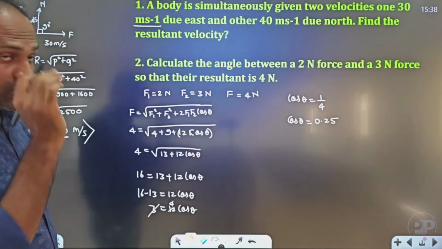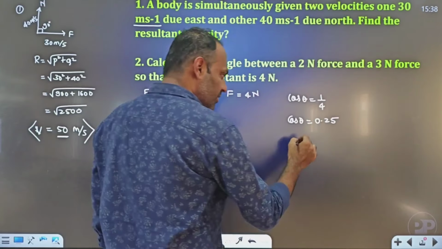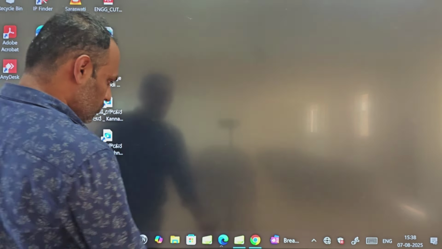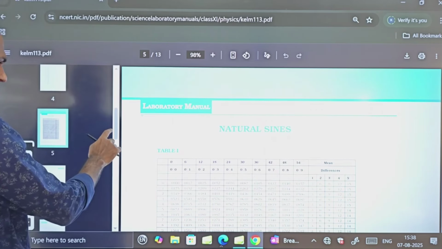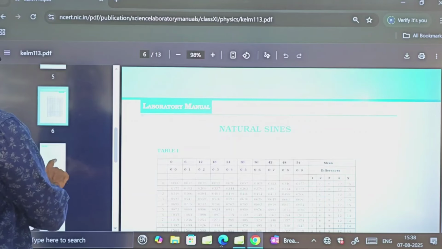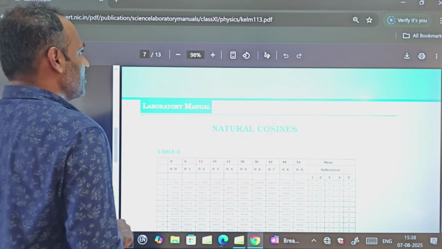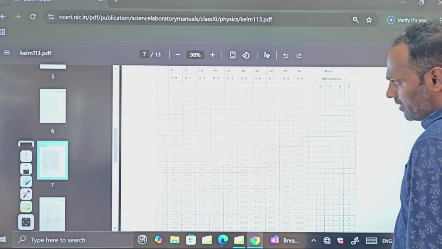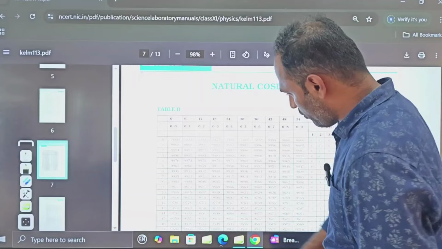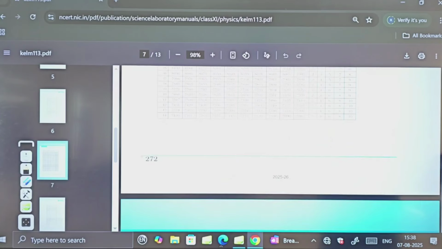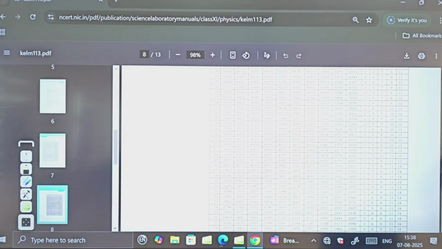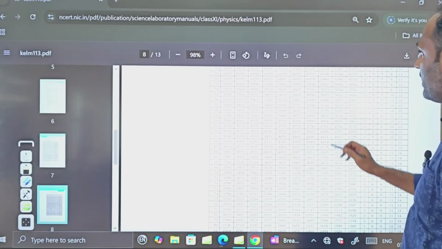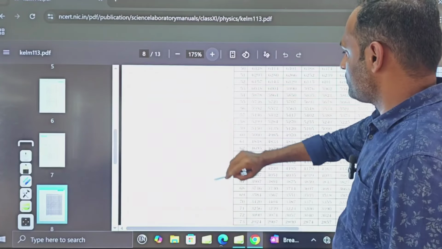So you have to look this up in the natural cosine table. Then you will get the value of angle theta. So let us see the value in the natural cosine table. Okay, this is the natural cosine table. Now in the natural cosine table, the number was 0.25. All of these start with 0 point, right? So I want 0.25. So 0.25 will be somewhere here. You have to look at these numbers here.